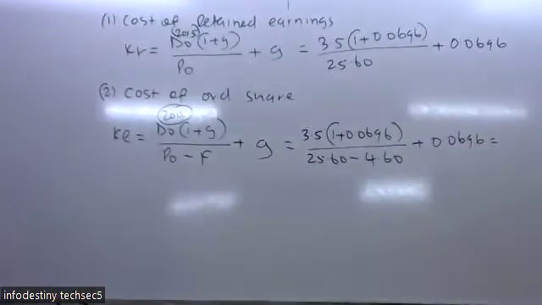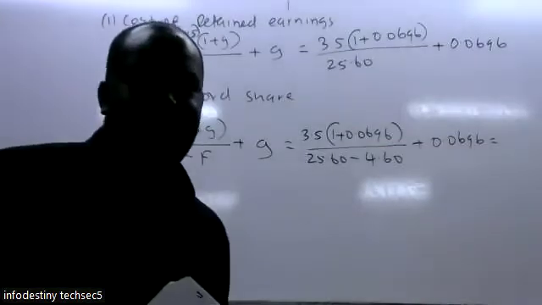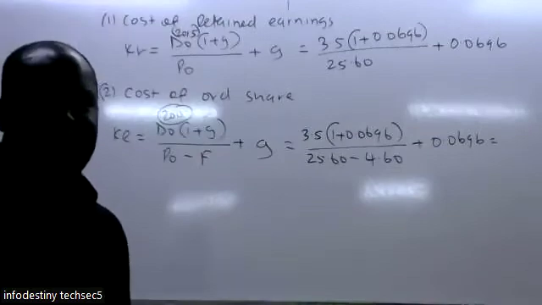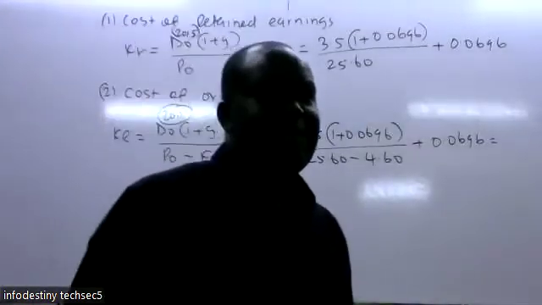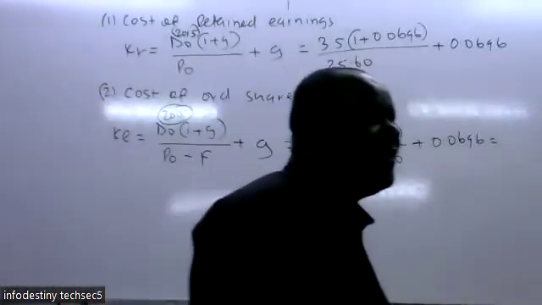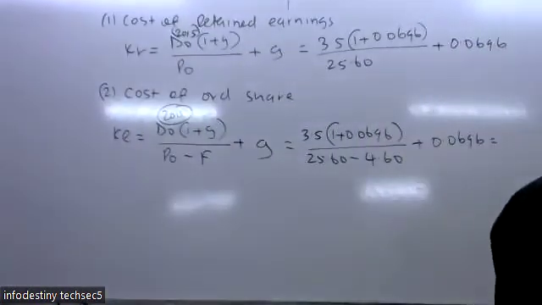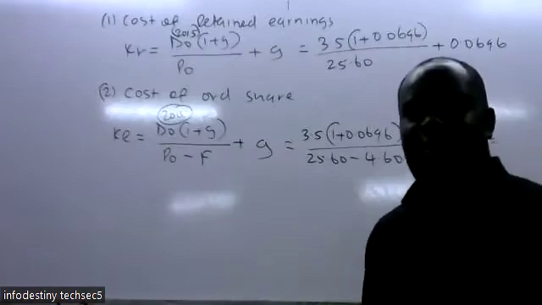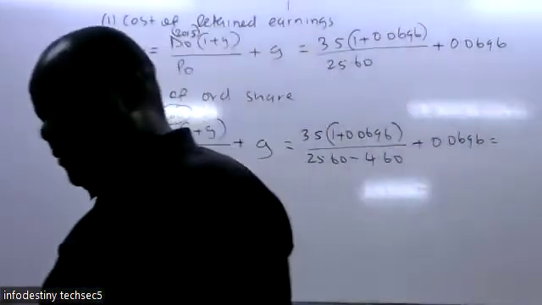Sorry. The flotation cost is equal to number 3. Not 3. You are given the figure for the flotation cost. 21.24.79. Yeah. So that is now the cost of the ordinary share.